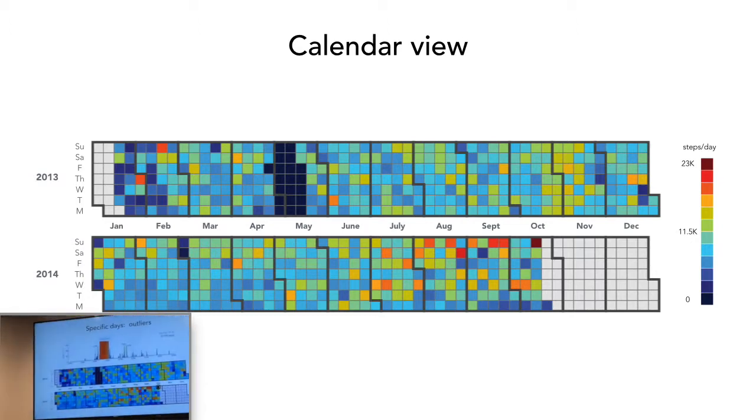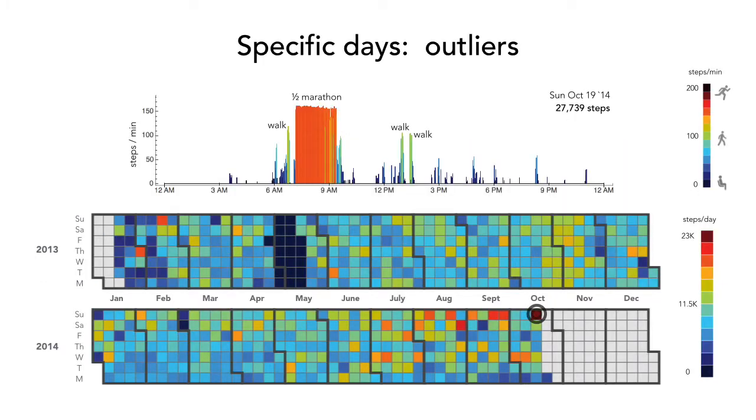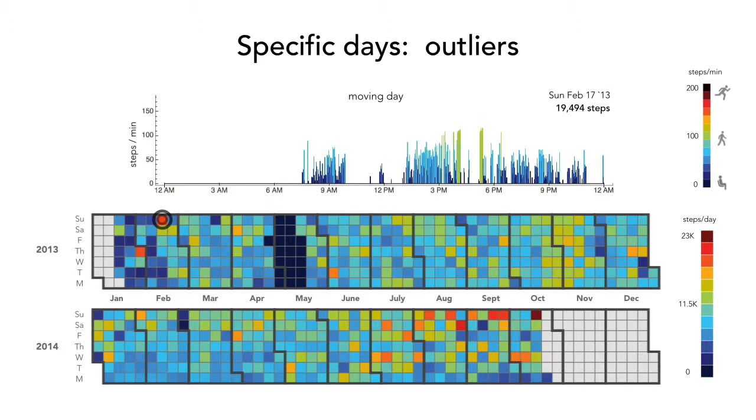So I'll try to highlight. This is on Sunday. There's the marathon. Unfortunately, there are a bunch of yellow strips in there because I kind of hit a wall at about 8 miles and had to walk off and on, which was really sad. Here's the day I moved to St. Louis, so just a bunch of steps kind of spread throughout the day.